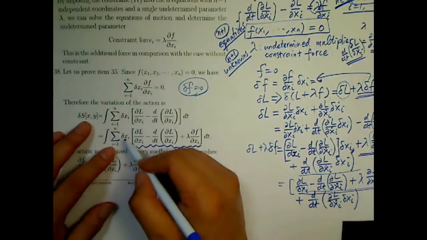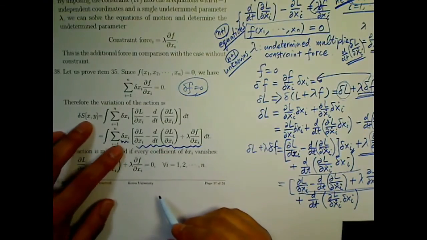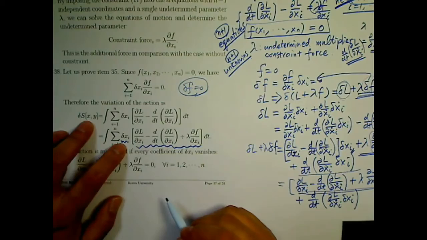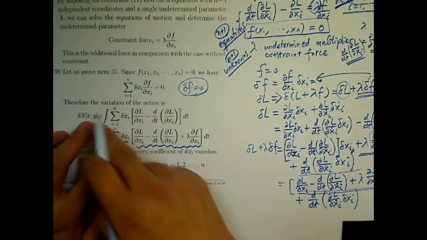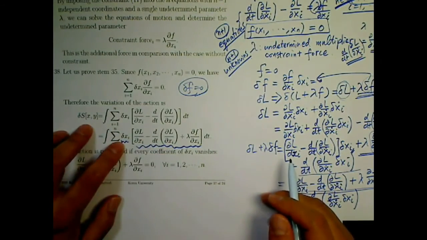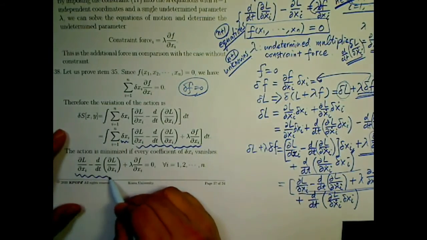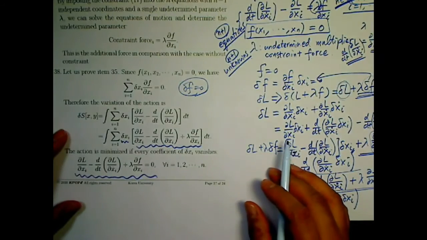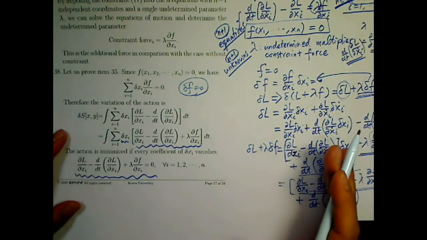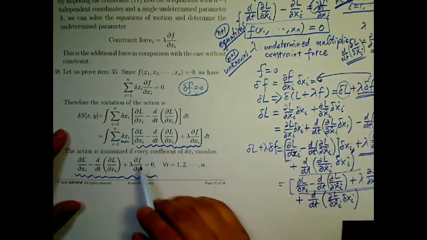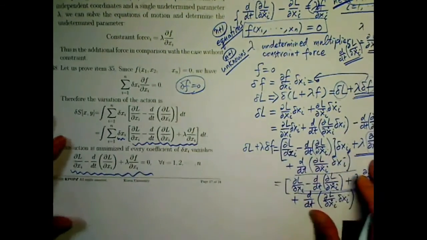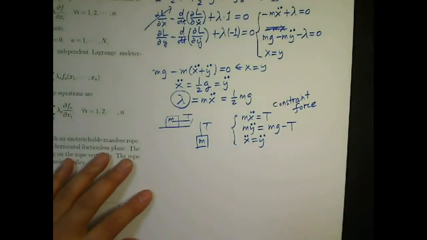So, n independent variables are varied in order to have the action minimized. The coefficient should be 0. So, our result for the Euler-Lagrange equation with some constraint equation is modified in such a way.